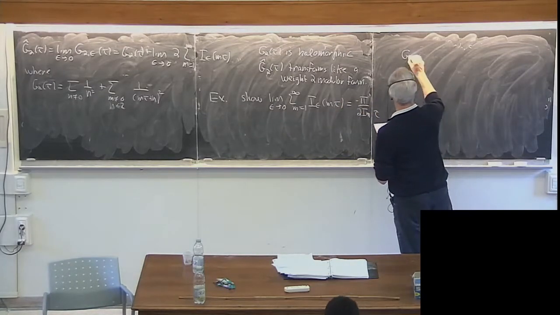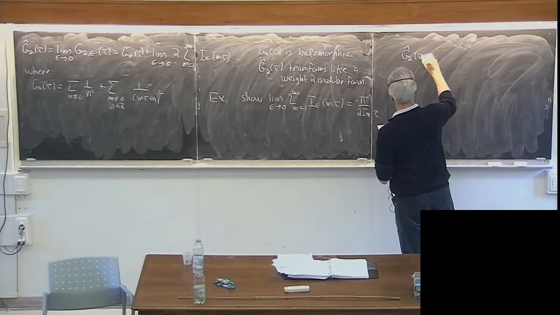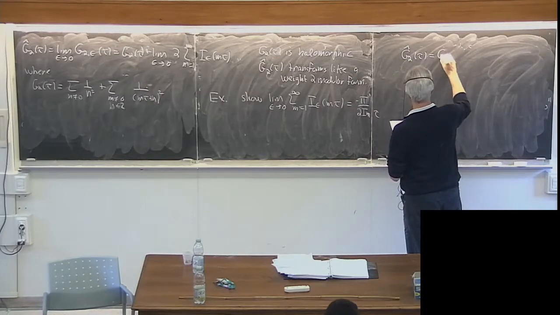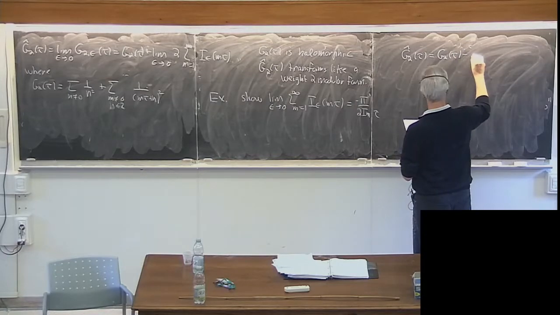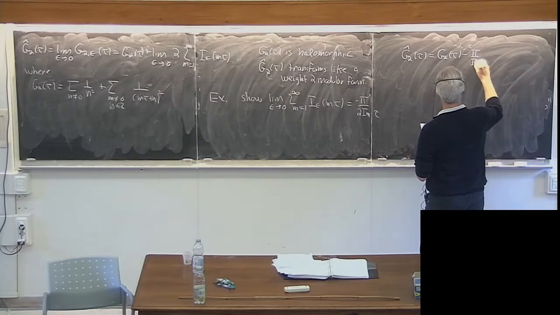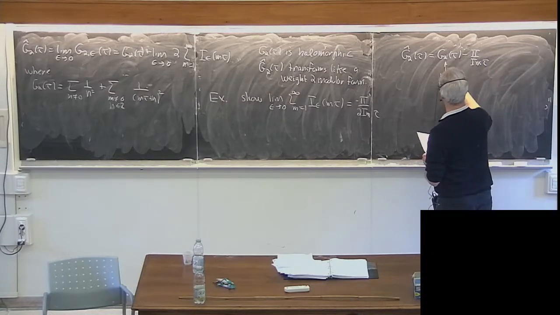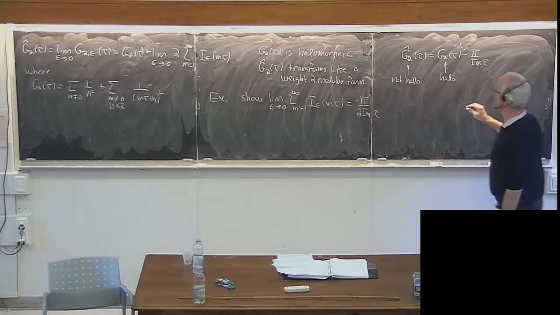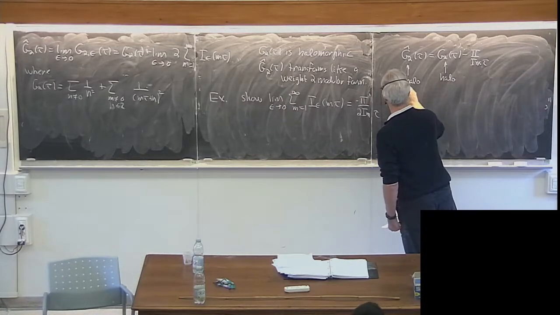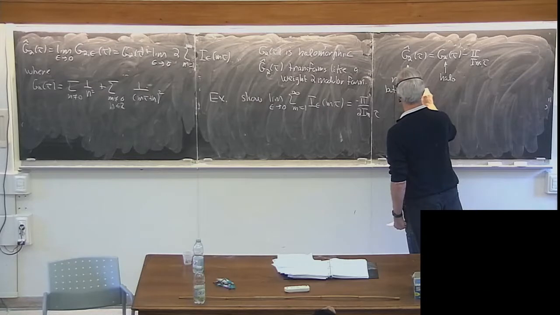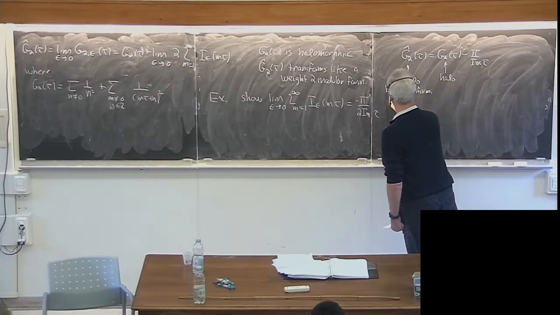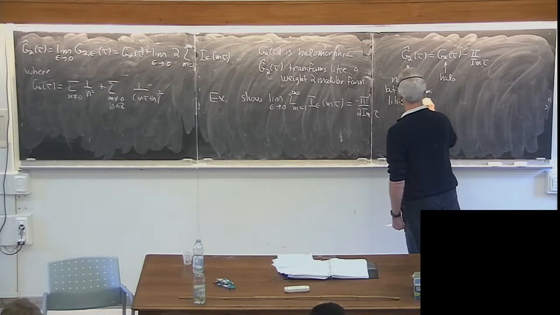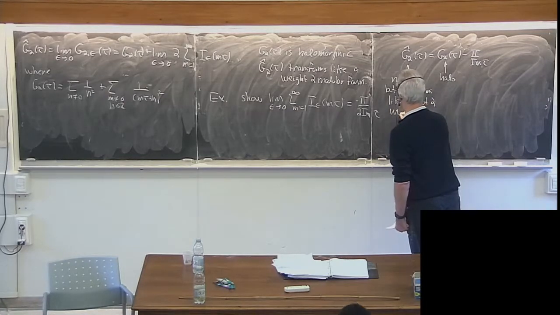So the final answer is very simple. g2 hat of tau is g2 of tau minus pi over Im tau. This quantity is holomorphic. This quantity is not holomorphic because of the Im tau here, but it transforms like a weight 2 modular form.